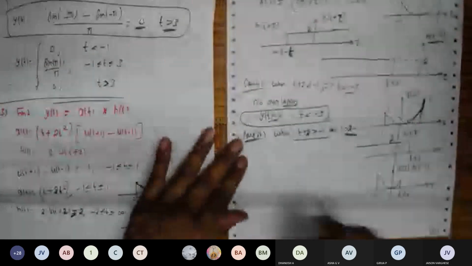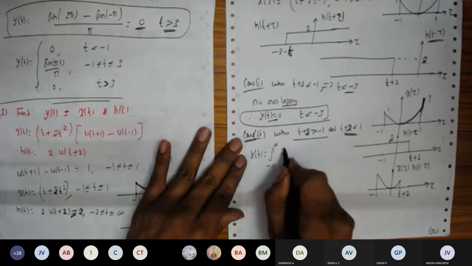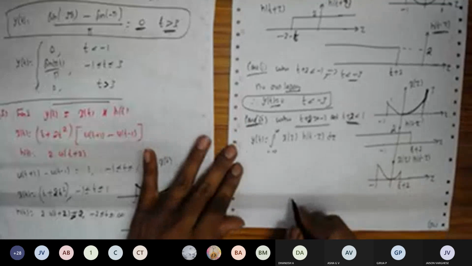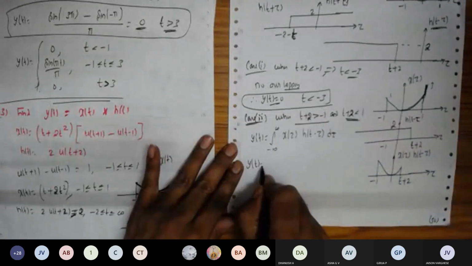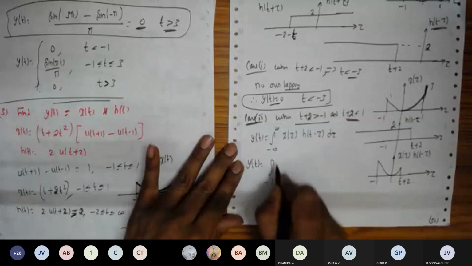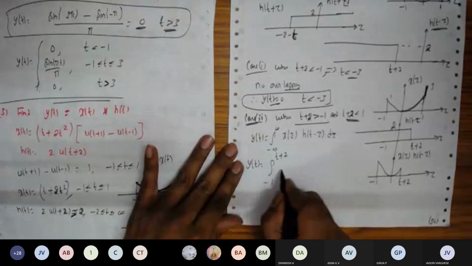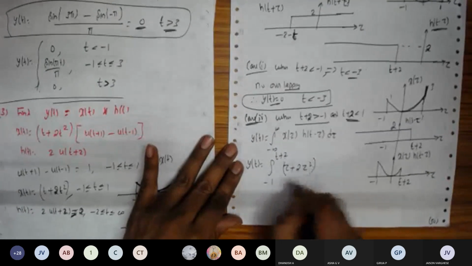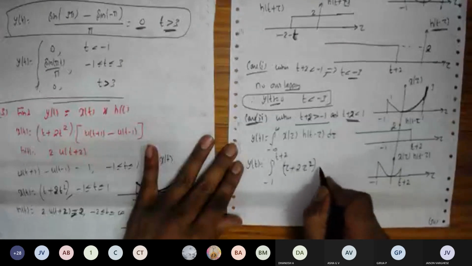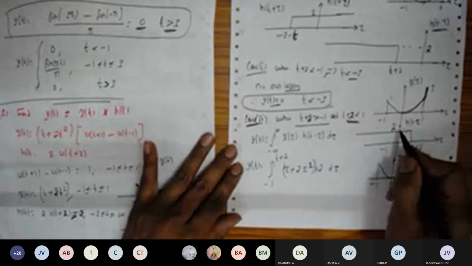Okay, so now the convolution sum. y of t is equal to the integral, let us write the generalized formula, of x of tau into h of t minus tau d tau. Let us change the limits. From -1 to t plus 2, the value of x of tau is tau plus 2 tau square. The value of h of t minus tau is nothing but 2 here, into d tau. The corresponding amplitude is 2 here.